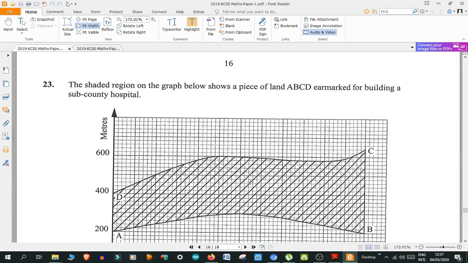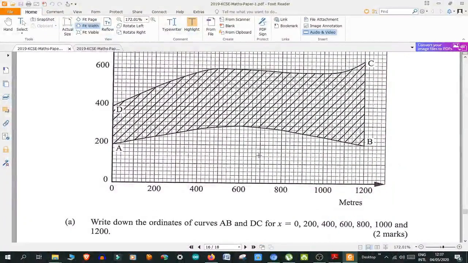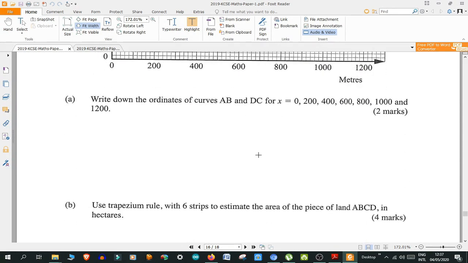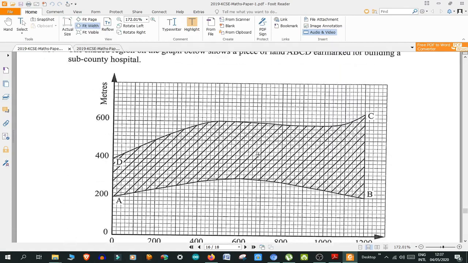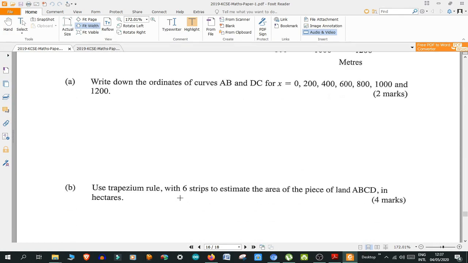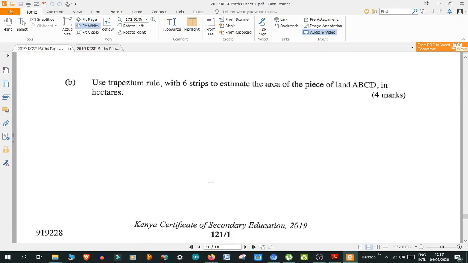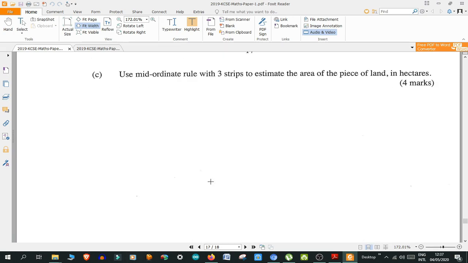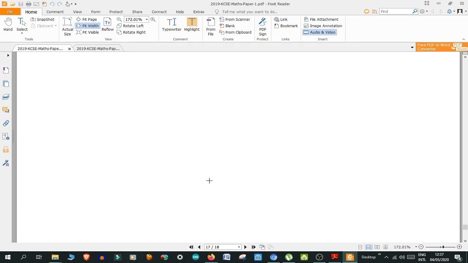Question 23, the shaded region of the graph below shows a piece of land, ABCD, earmarked for building a sub-county hospital. Write down the coordinates of curves AB and DC for x is 0, 200, 400, 600, and so on. So again, this is a question that talks about calculus. We can pretty much find the area under the curve using either the trapezium rule, the mid-ordinate rule, or using integration techniques. So again, we are coming back to that, and that.